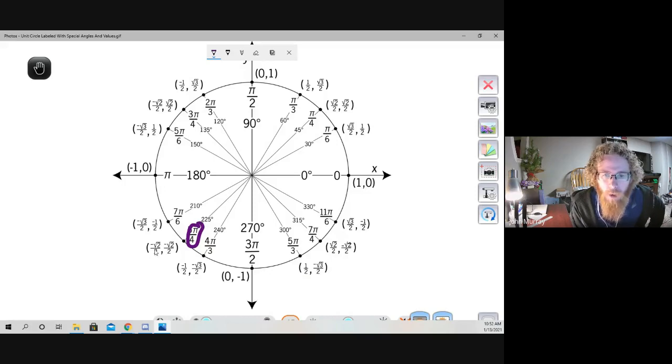So for the sine and cosine, you're just picking out the x and the y value. Luckily here, they're both the same. So both sine of 5 pi over 4 and cosine of 5 pi over 4 get us negative root 2 over 2.